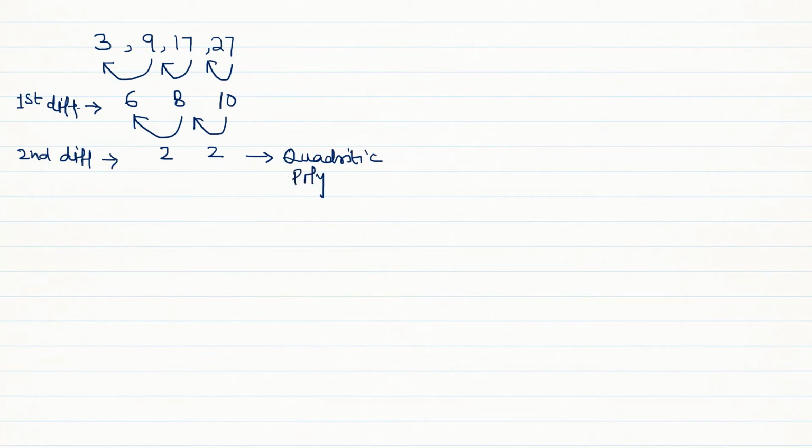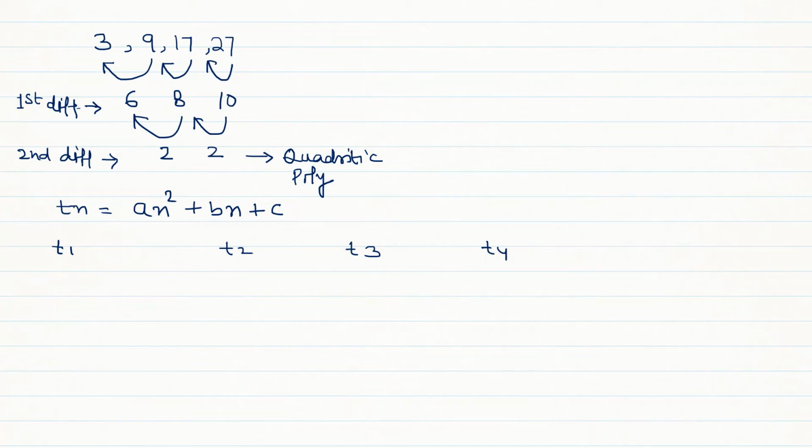Alright, so since it is a quadratic polynomial, let's describe it as Tn is equal to an square plus bn plus c. Definitely this is the general term of any quadratic expression. Now let's build our terms. This is T1, this is T2, this is T3 and this will be T4.